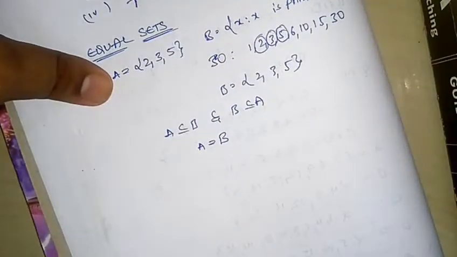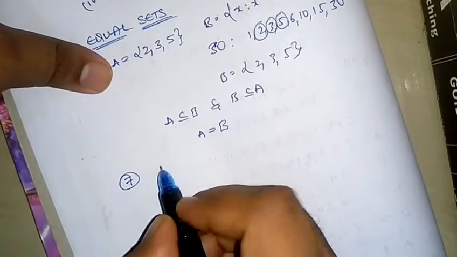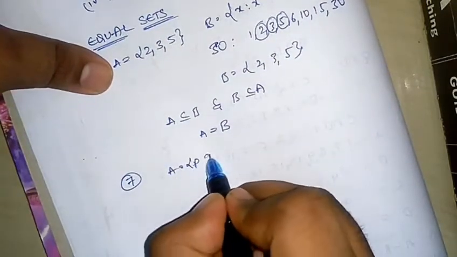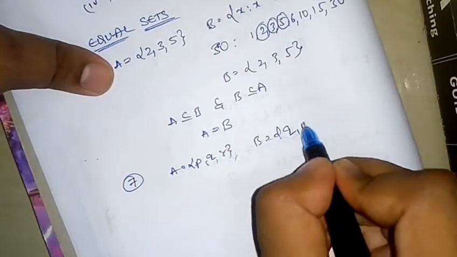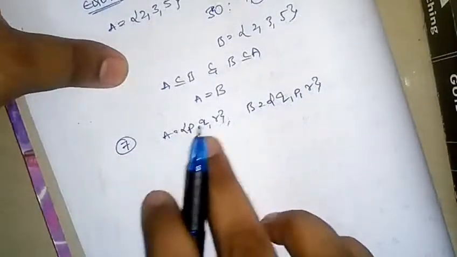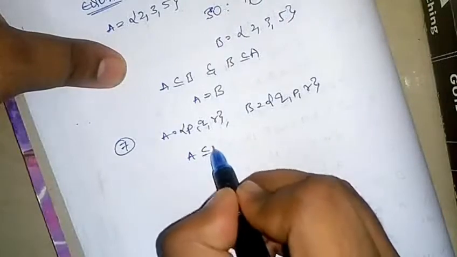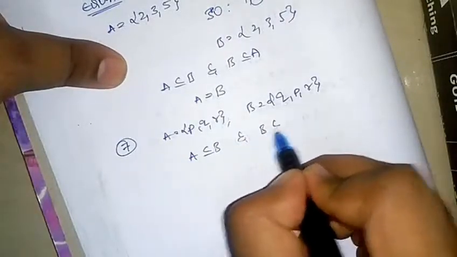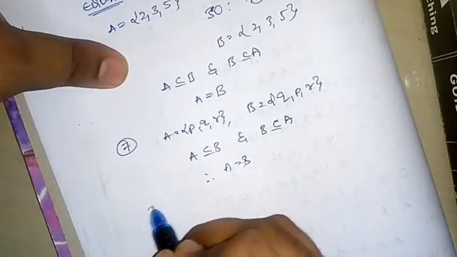Let's see one more example. Example 7. A is equal to {P, Q, R} and B is equal to {Q, P, R}. Here, if you observe, all the elements present in A are present in B and all the elements present in B are present in A. That means A is a subset of or equal to B and B is a subset of or equal to A. Therefore A is equal to B.